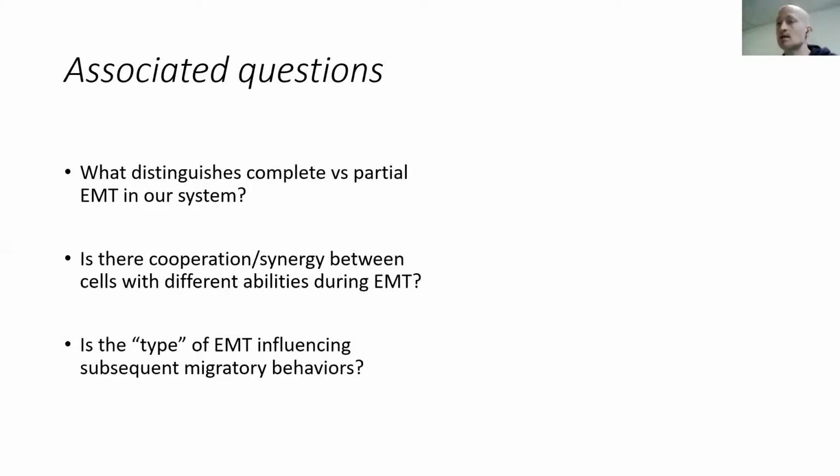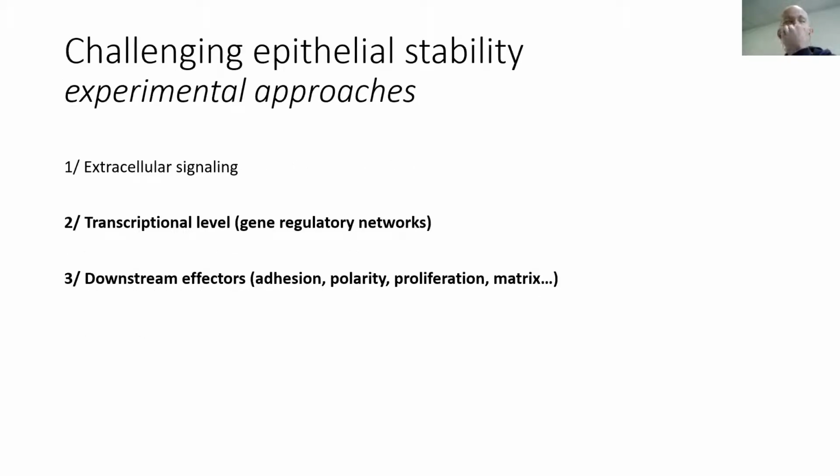Okay. And this heterogeneity that we've seen in embryos is also true, and even worse, in tumors. So it is critical to understand the importance of this heterogeneity if we want to address the problem of how cells will spread from a primary tumor, for example, and settle in other organs. So how can we challenge this epithelial stability, and what kind of experimental approaches can we use to answer some of these questions related to heterogeneity?